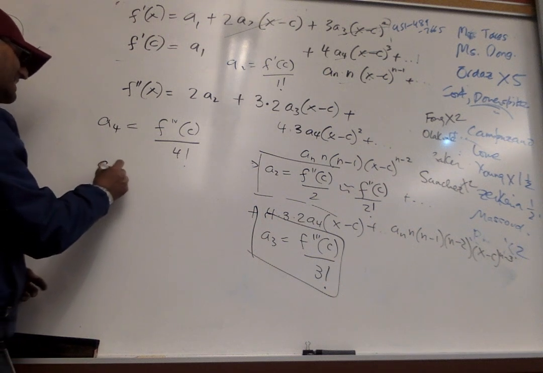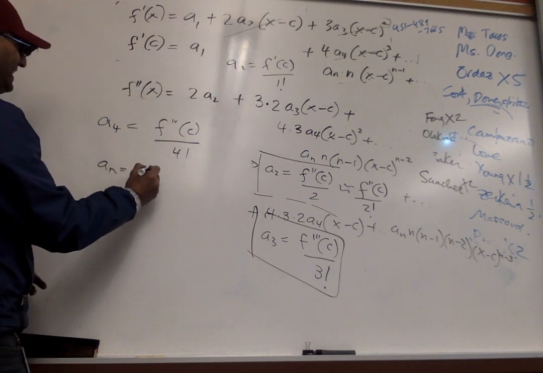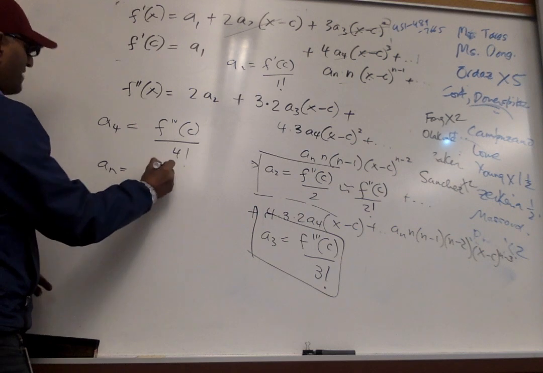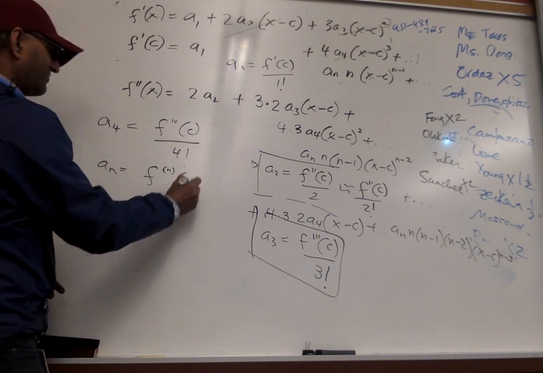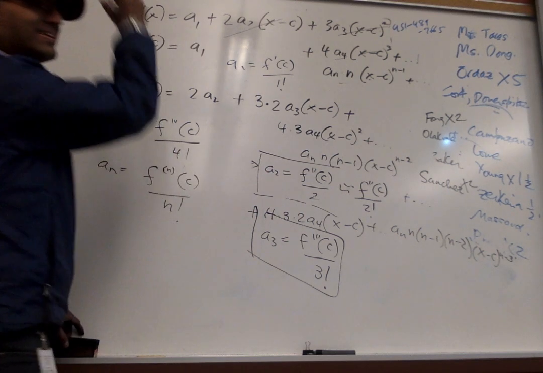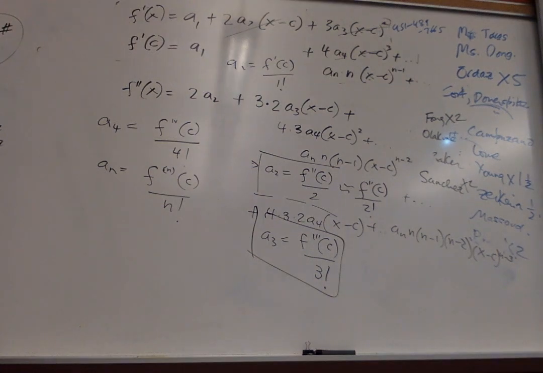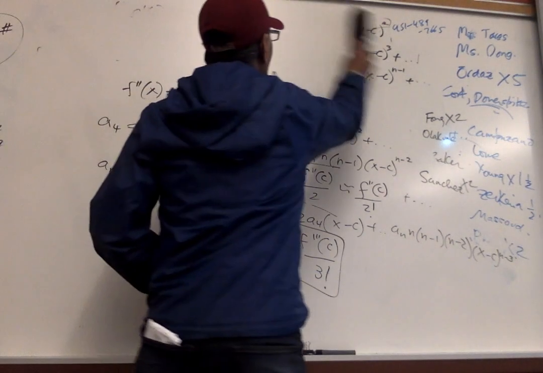Therefore, an, the nth coefficient, will be fn of c over n factorial. This is how we write it. And that was my goal. My goal was to find out all those coefficients, so we can go back and write the entire polynomial.